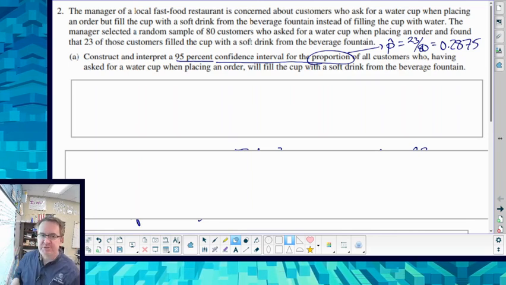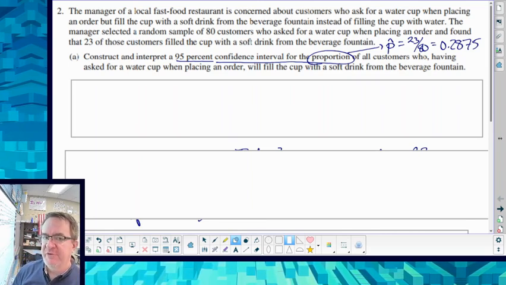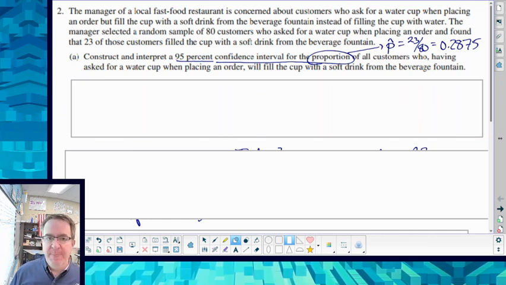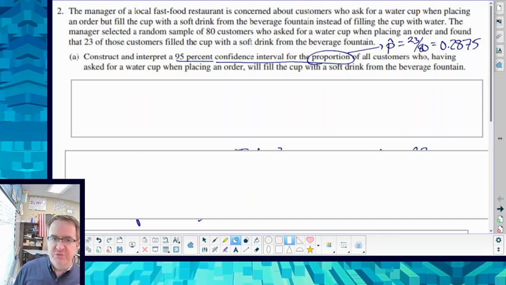I'm going through some inference questions for the AP Stats test. This one is from 2017. It's question number 2. Down below, you'll see me use a framework here.